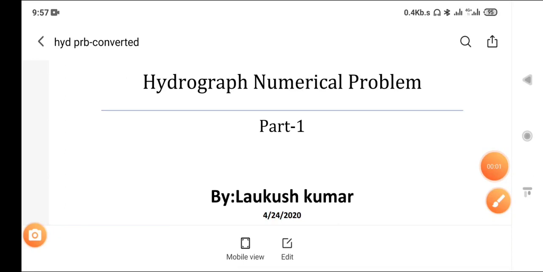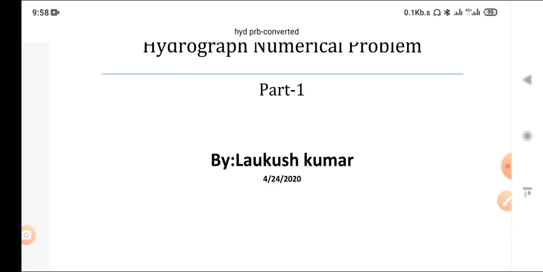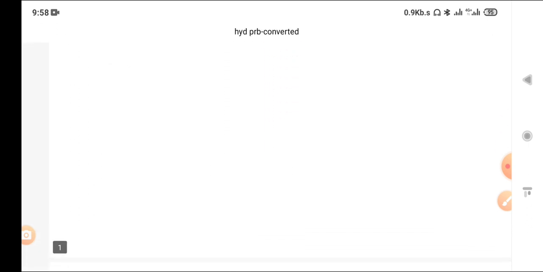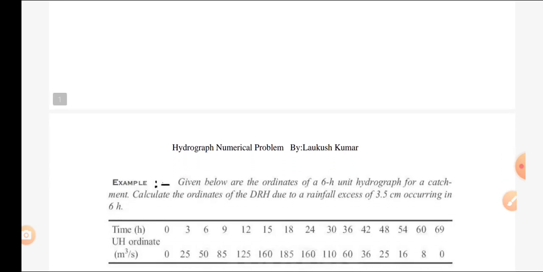Hello everyone. Today I am going to discuss the numerical problem of hydrograph. Okay, so we will see the first problem here. Your first problem is as you can see.